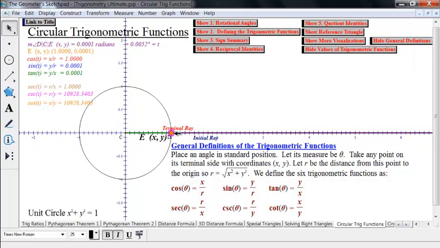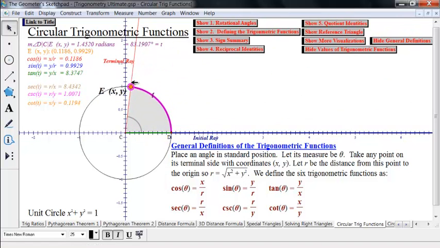Let's talk about what happens right on the axes. What happens if you're pointing right out here? Well, we can do everything from the unit circle here. The x is 1, the y is 0, and the r is 1. So x is 1, so the cosine of 0 is 1, and the secant of 0 is also 1. The sine of 0 is 0. The cosecant of 0 is undefined. The tangent of 0 is 0, and the cotangent is undefined because we have a y of 0.